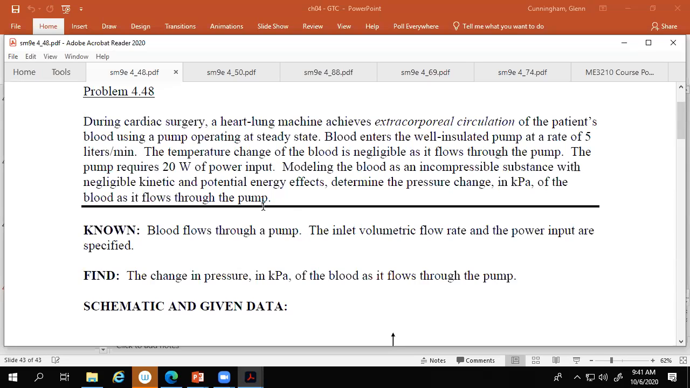Temperature change of the blood is negligible as it flows through the pump. And that's typical. Pumps do work on fluid, but compared to the flow rate, the amount of energy that goes into producing heat is so small that it's hard to measure a temperature increase across a pump. That just comes with experience. If you're working a problem and you want the temperature change across a pump, you should expect a small number because it shouldn't be large.